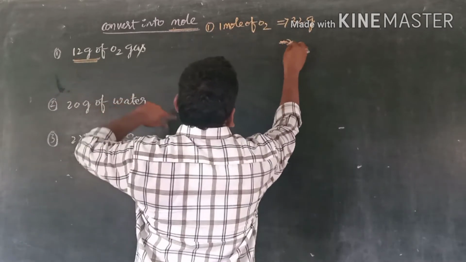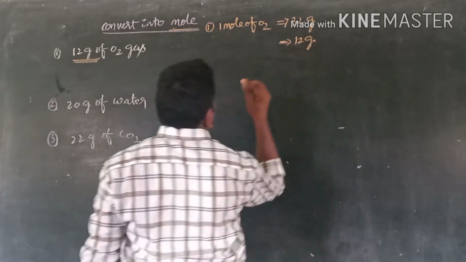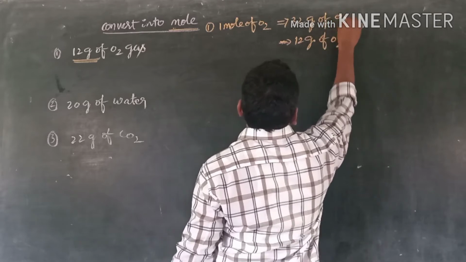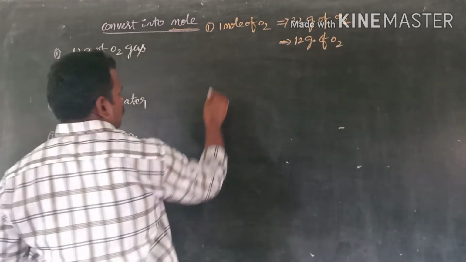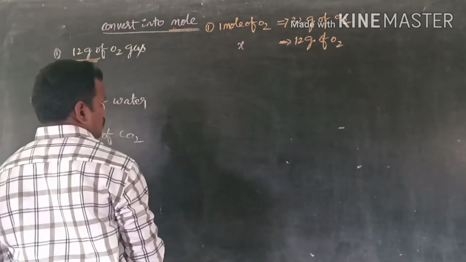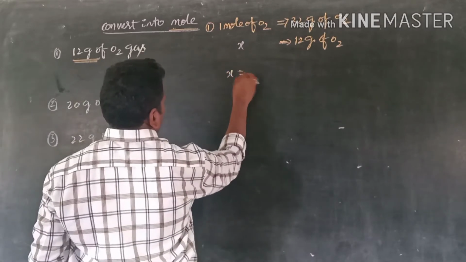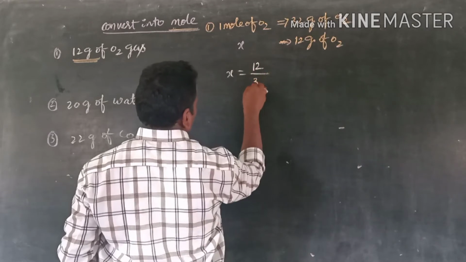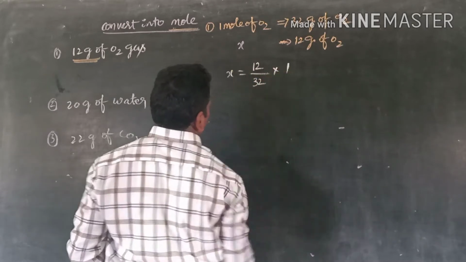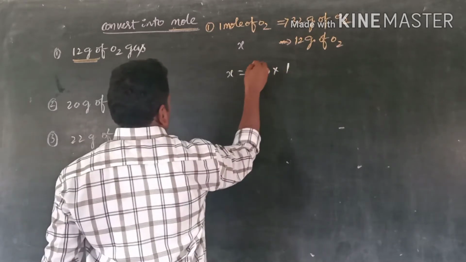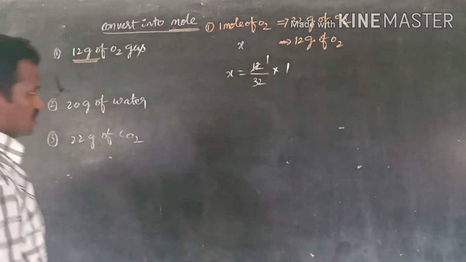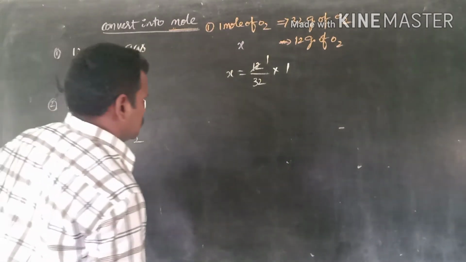Here 32 becomes 12 grams. 12 grams of O2, that becomes x moles. Now I require the formula for x. 32 grams becomes 12. Now it becomes 12 by 32 into 1. 12 ones are 12. Is there any cancellation between the 12 and 32?